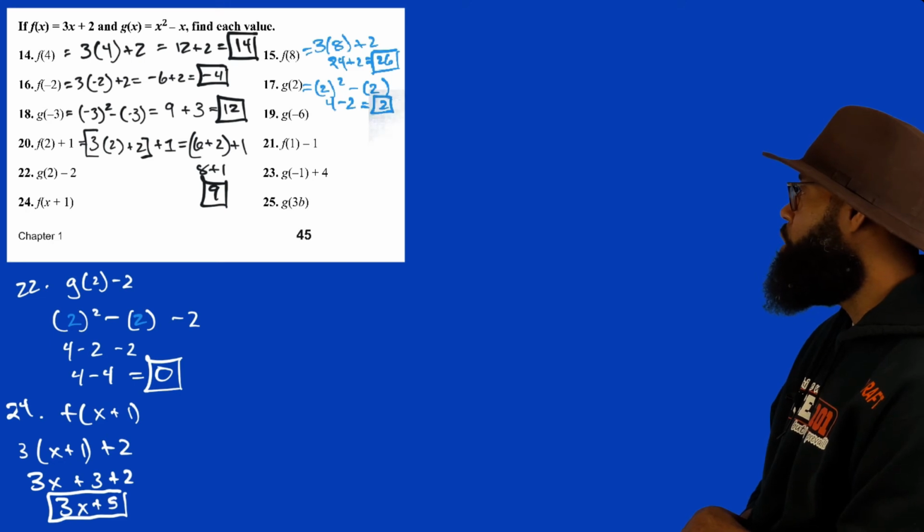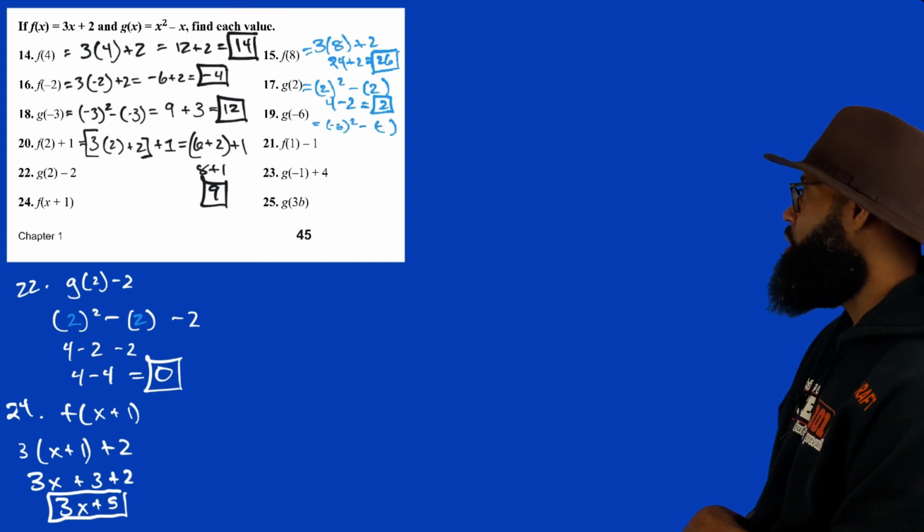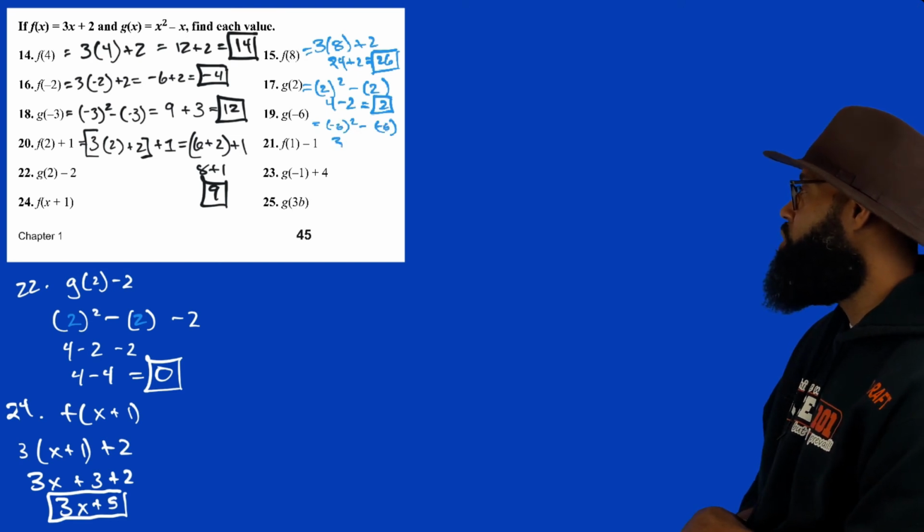And then, of course, moving on again to another g of x. In this case, g of negative 6. So negative 6 to the second power minus negative 6. And of course, a negative times a negative is going to give me a positive, so 36. And then a negative of a negative is positive, so 36 plus 6 gives me that 42.